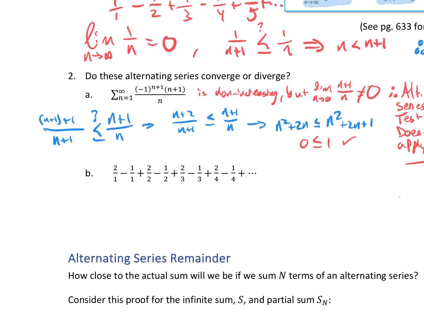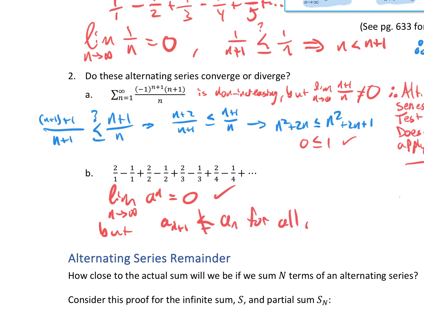How about this one? We've got 2 over 1, 1 over 1, 2 over 2, and so on and so forth. So does this meet the criteria that the limit as n goes to infinity of a sub n is 0? So each of these terms going to 0. Yes, that does check. However, notice the terms are not non-increasing. A sub n plus 1 is not less than or equal to a sub n for all n.